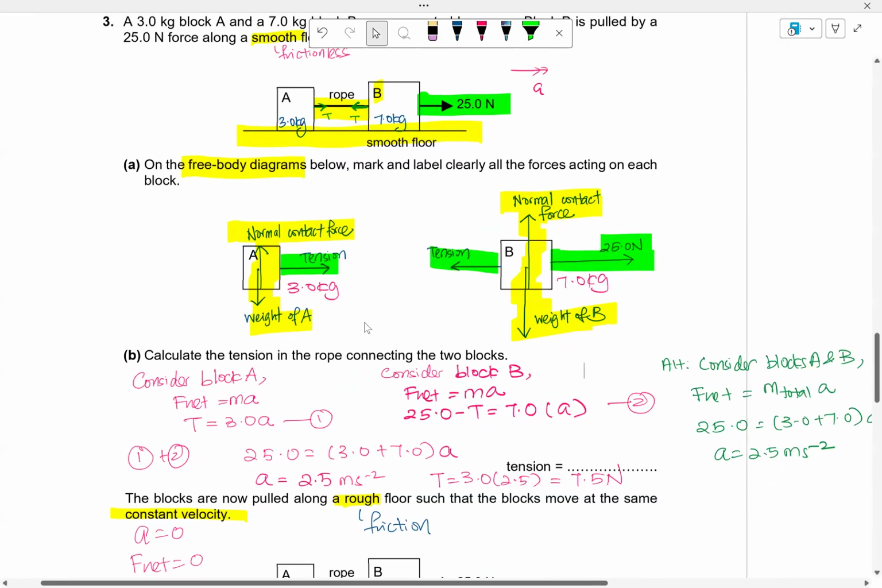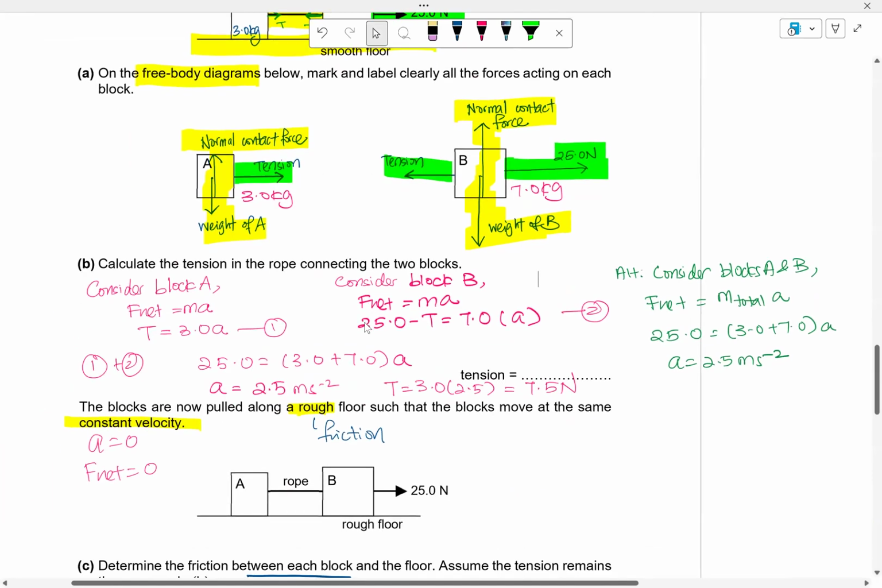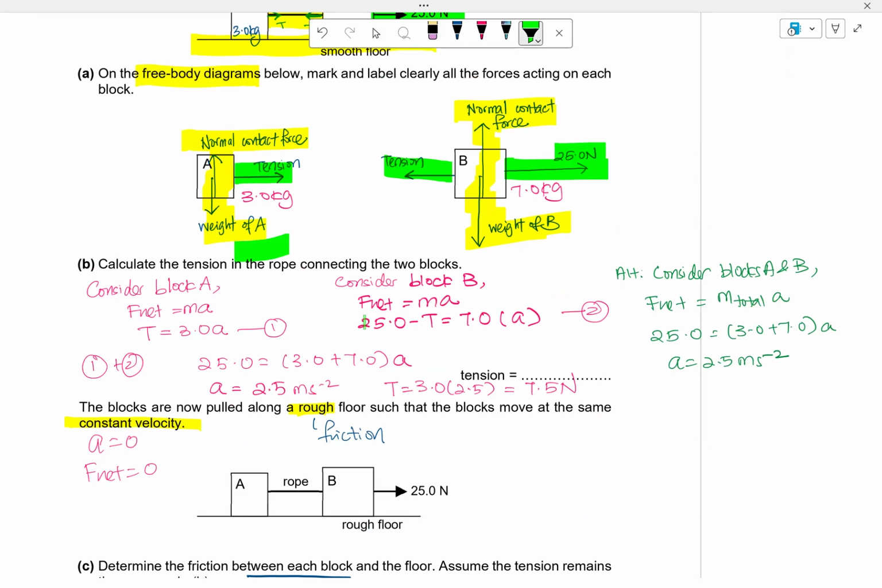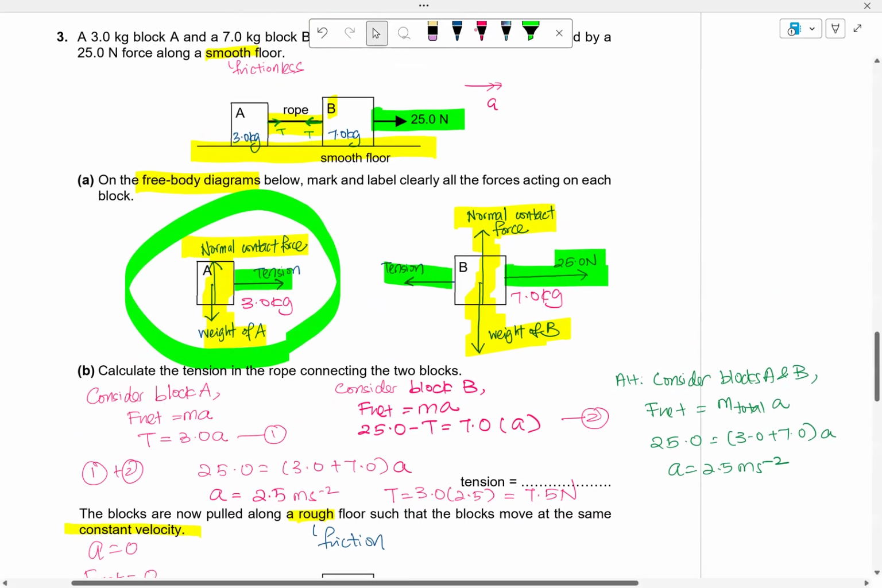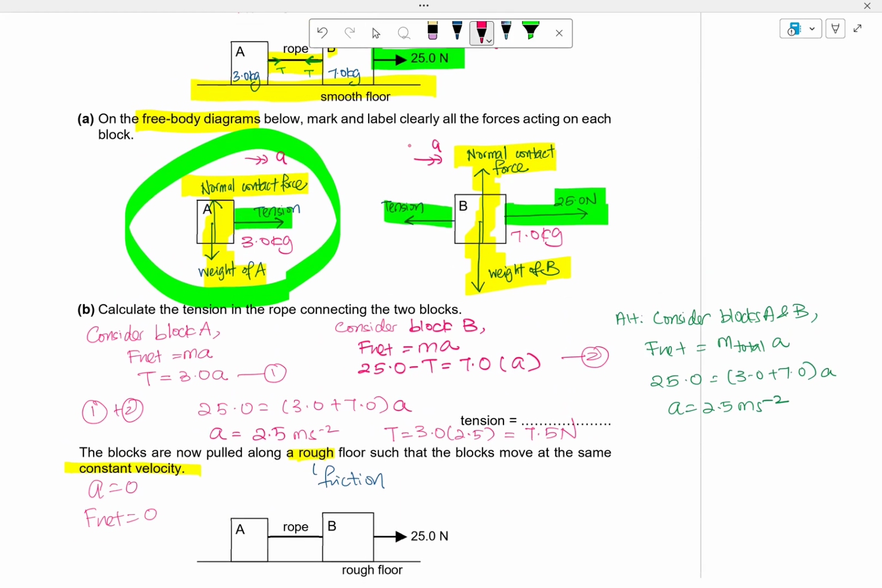Part B was very well done. Calculate the tension in the rope connecting the two blocks. Let's just consider one of the blocks. If I consider block A, the net force on block A causes the mass of block A to accelerate. These two blocks are connected and therefore they are going to move with the same common acceleration. So F net equals ma. The only force in the horizontal direction for block A is the tension. So the tension causes a 3 kg mass to accelerate. I do not know the acceleration.